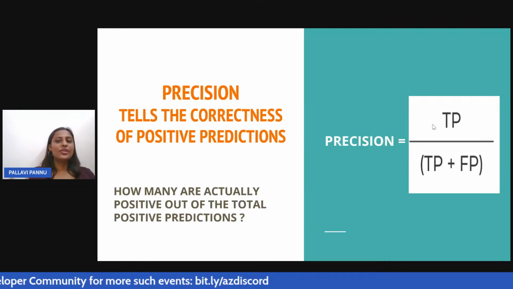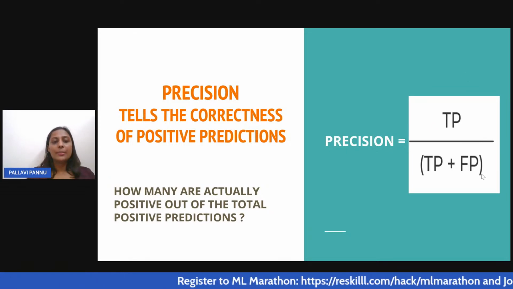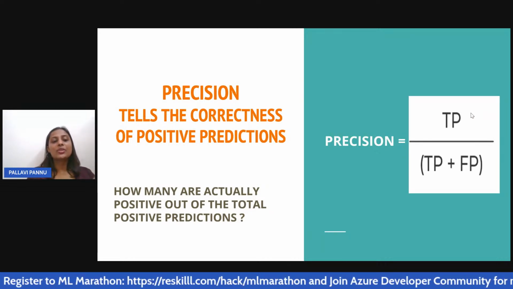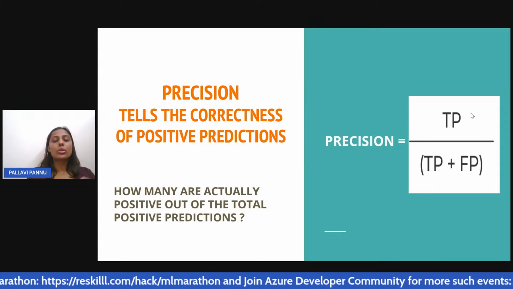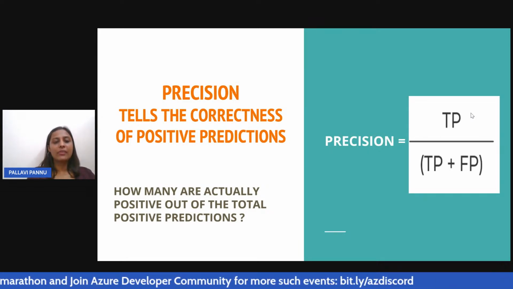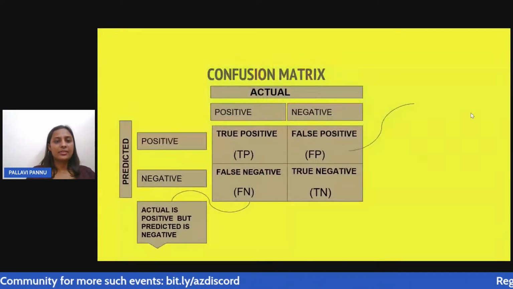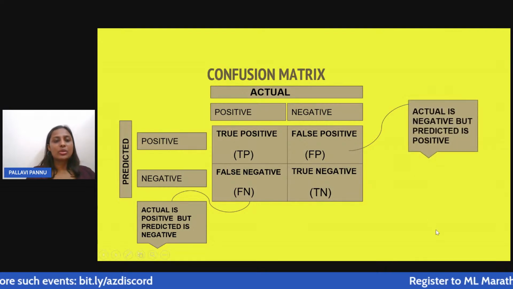Next is precision. Precision basically tells the correctness of your positive predictions. In the confusion matrix, I have told you about precision. Let me frame the question so you can answer: how many are actually positive out of the total positive predictions? Let me go back to this slide.